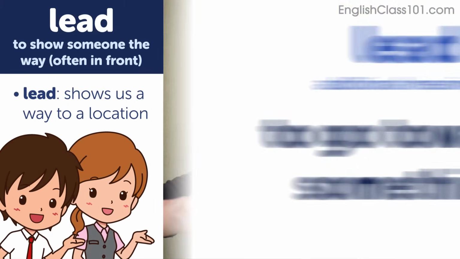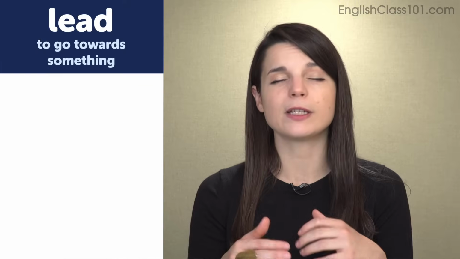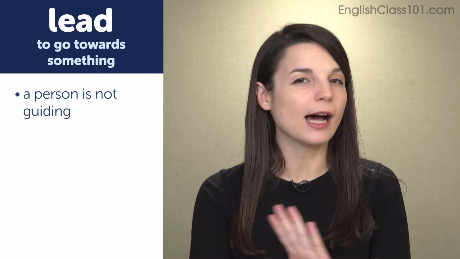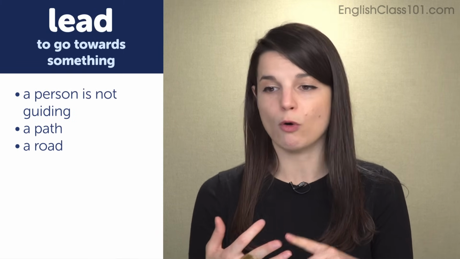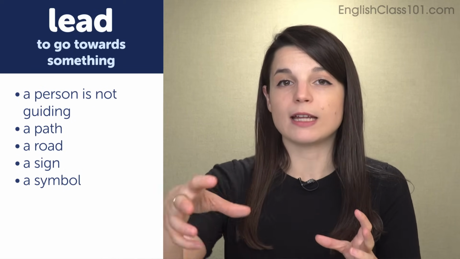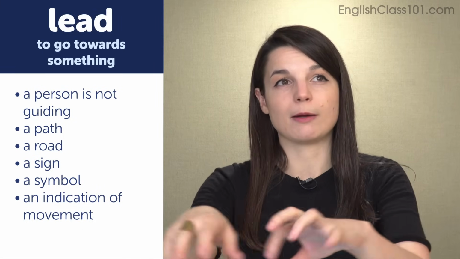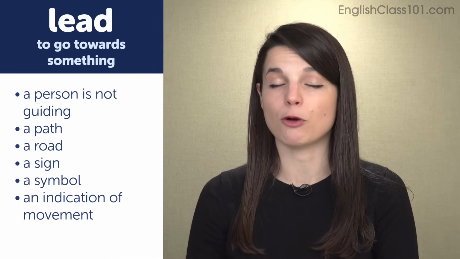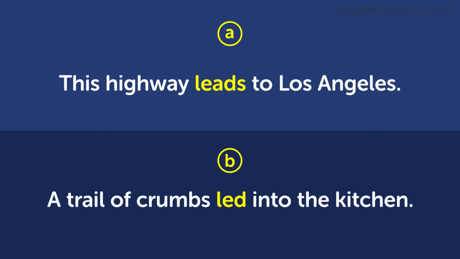Let's look at the fourth meaning. So the fourth meaning is to go towards something. So this means a person is not guiding, but rather it's like a path or a road, or there's some other kind of sign or symbol that's moving in a direction, or there's some kind of indication of movement in a path or roadway. So examples of this. This highway leads to Los Angeles. A trail of crumbs led into the kitchen.